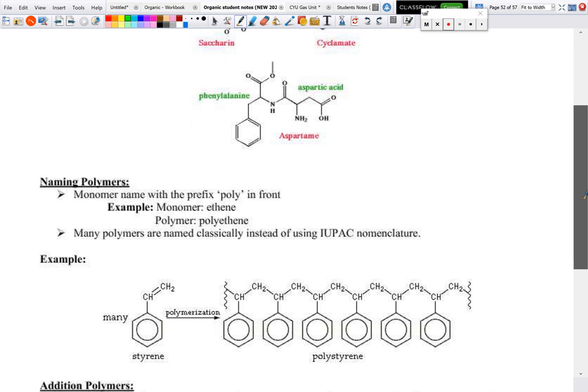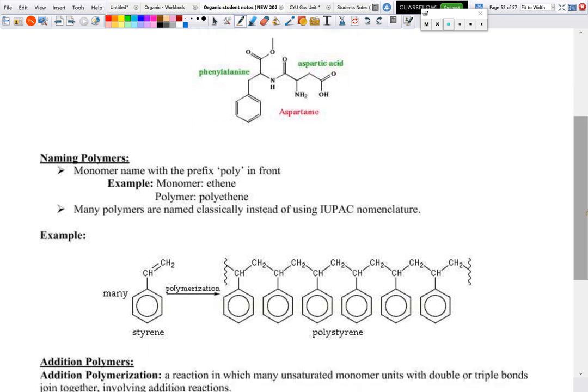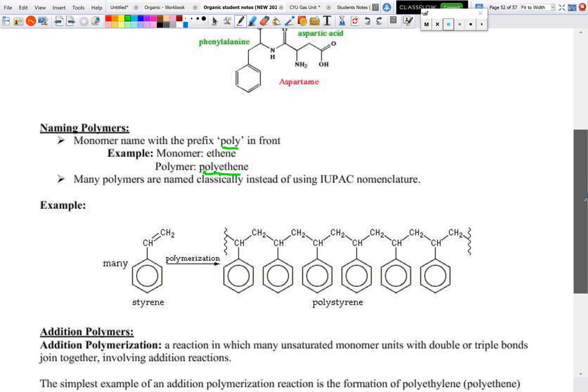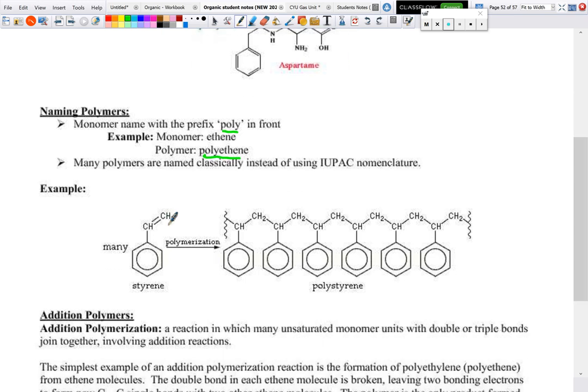So when we get to actually naming the polymer, it's not too bad. As long as you know the monomer name, all you need to do is stick poly in front of it. So for example, if your monomer is ethene and you form a polymer out of it, you create polyethene. Many polymers are named classically instead of in the IUPAC nomenclature, and that just means the classical naming is kind of like the acids, just names that scientists have come up with. So for example, normally we would call this one right here phenylethene, but its common name is styrene.